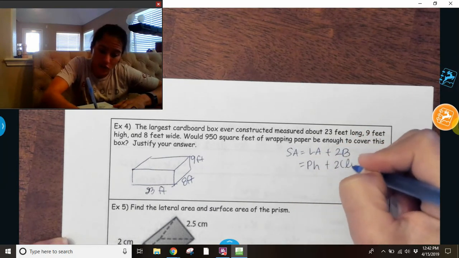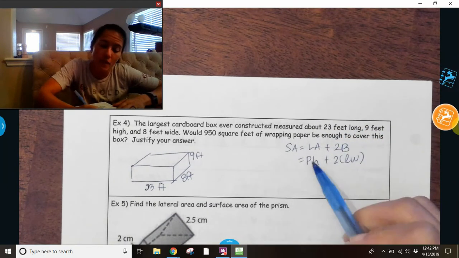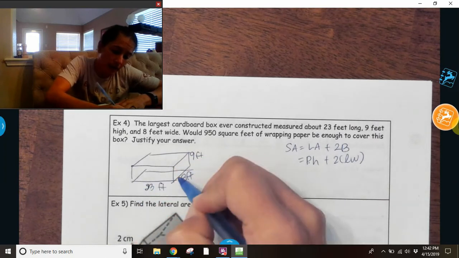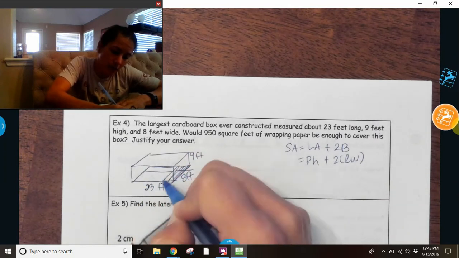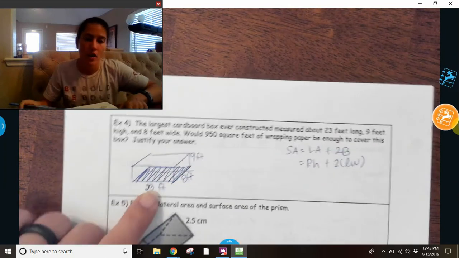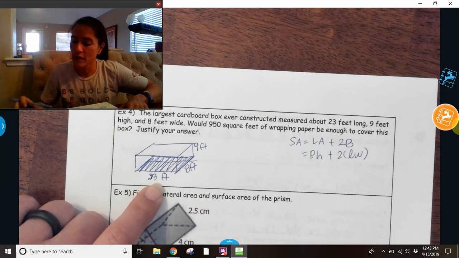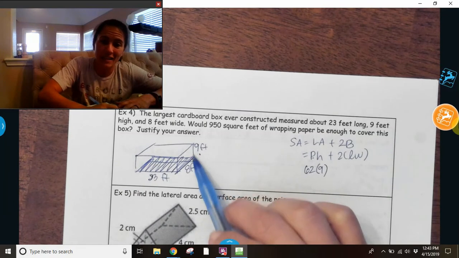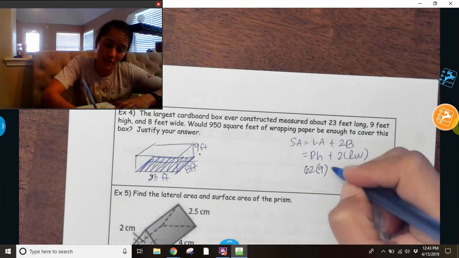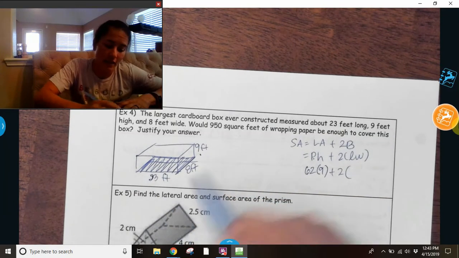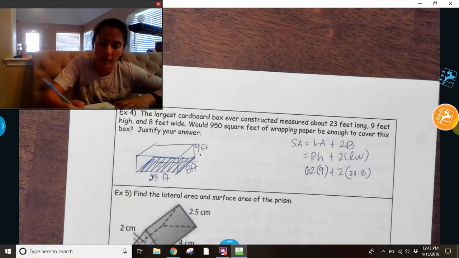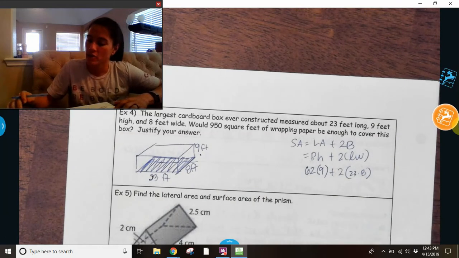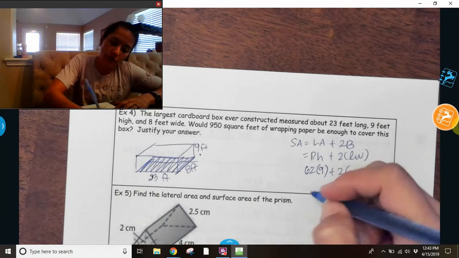Again, I always just start with my formula. The perimeter of the base is right here. So 23 plus 8 is 31 times 2. So 62 times 9. Remember, 9 is the height because it's not on the base. And the length times width would be 23 times 8. 62 times 9 is 550.